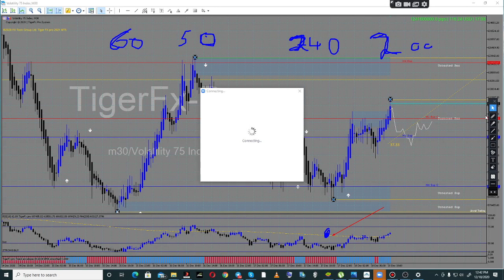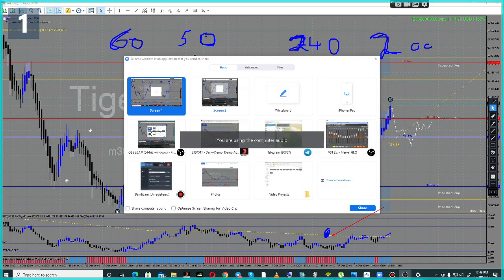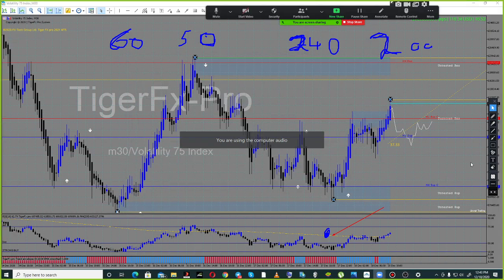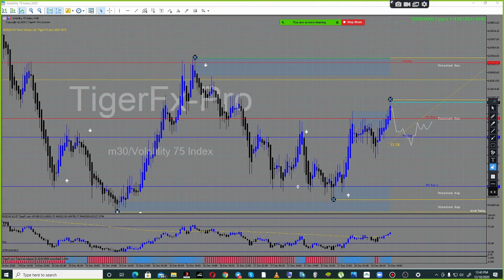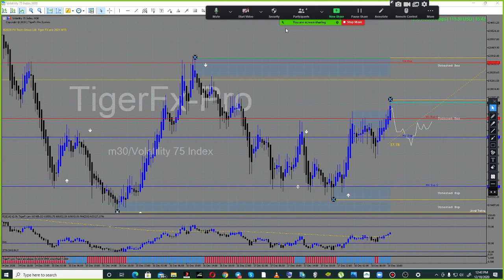Lost connection. Today the network is not stable. It's raining, so once it's raining, the network is not stable.